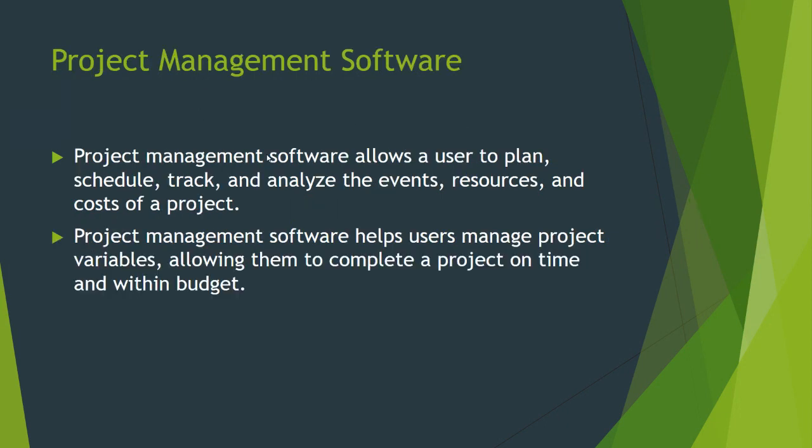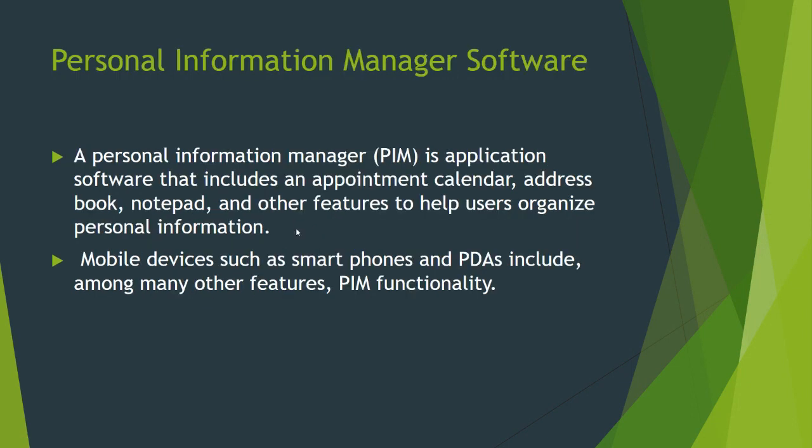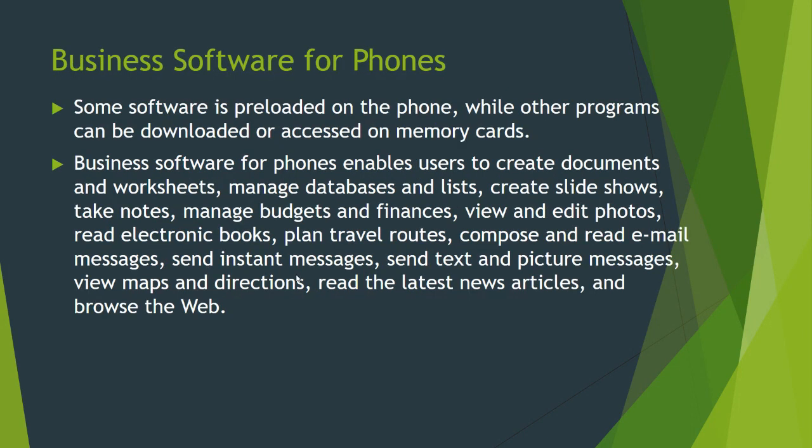Now, project management software. What is project management software? It allows users to plan, schedule, track, and analyze events and resources. This is called project management. Next, personal information manager. With the name itself, we can understand: PIM, personal information management. It manages our personal information like appointments, calendars, addresses, and notes, on mobile devices and smartphones, everything.